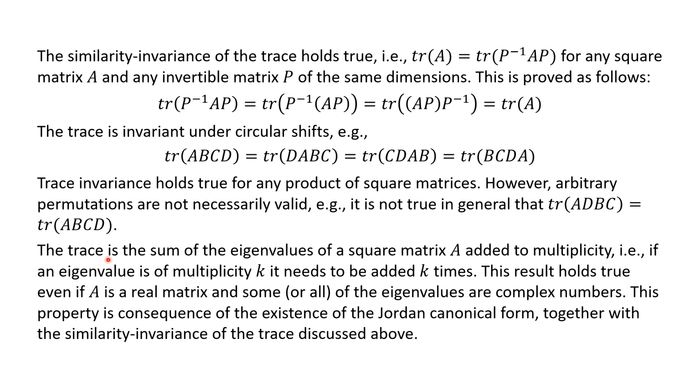Then finally, we have that the trace is the sum of the eigenvalues of a square matrix A added according to multiplicity. That means if an eigenvalue has algebraic multiplicity k, then it needs to be added k times. This result holds true even if A is a real matrix with complex eigenvalues. And I'm not going to prove it in detail, but this follows from the existence of the Jordan canonical form along with this similarity invariance property.